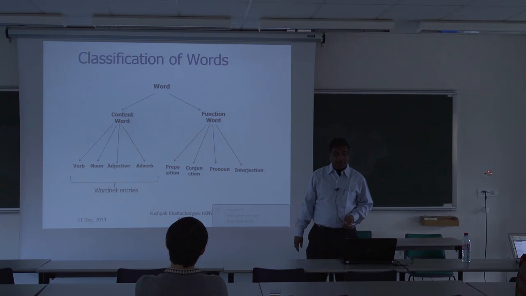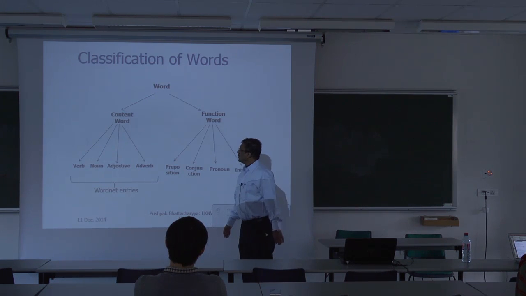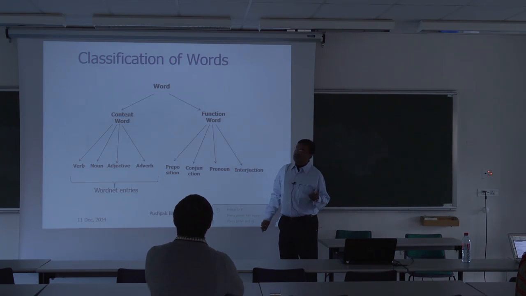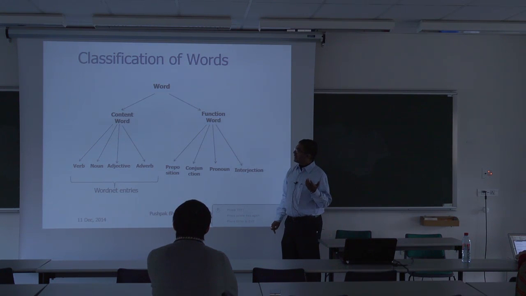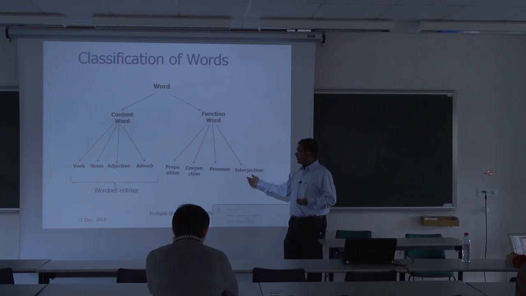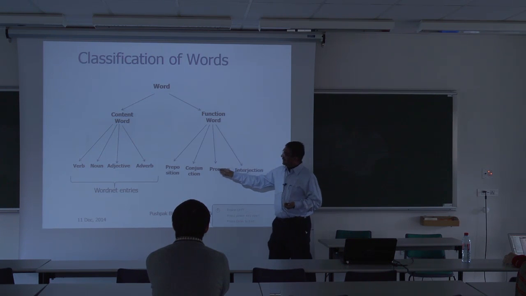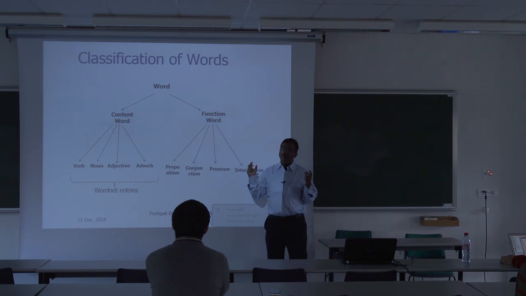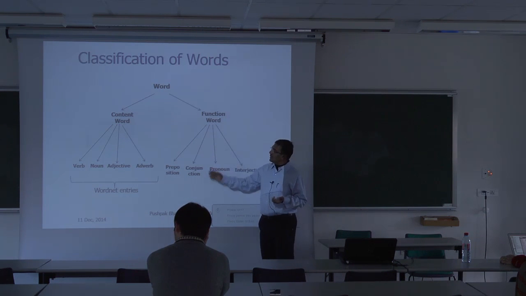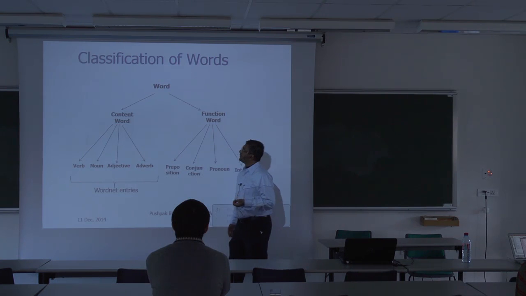Now the words are classified into 2 important categories called content words. Verb, noun, adjective and adverb are known as content words. They carry information, okay, content information. And there are what are called function words, prepositions, conjunctions, pronoun and interjection. They serve the purpose of linking words together in a sentence to produce a meaningful, coherent sequence of words called a sentence. Okay. So there are function words and content words.